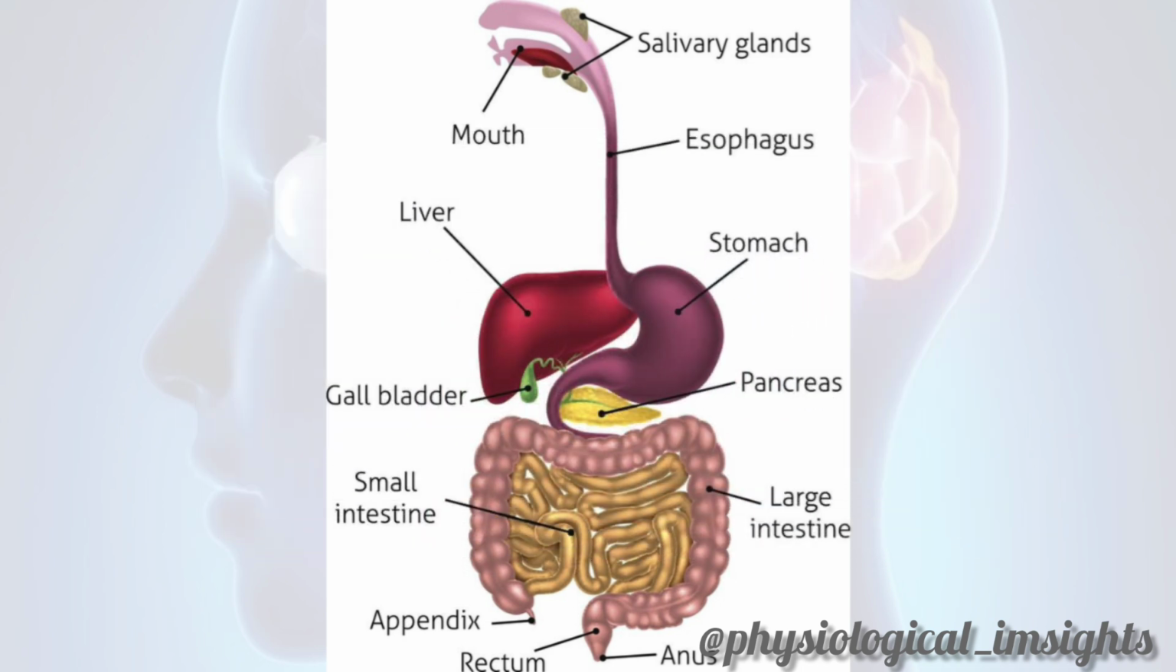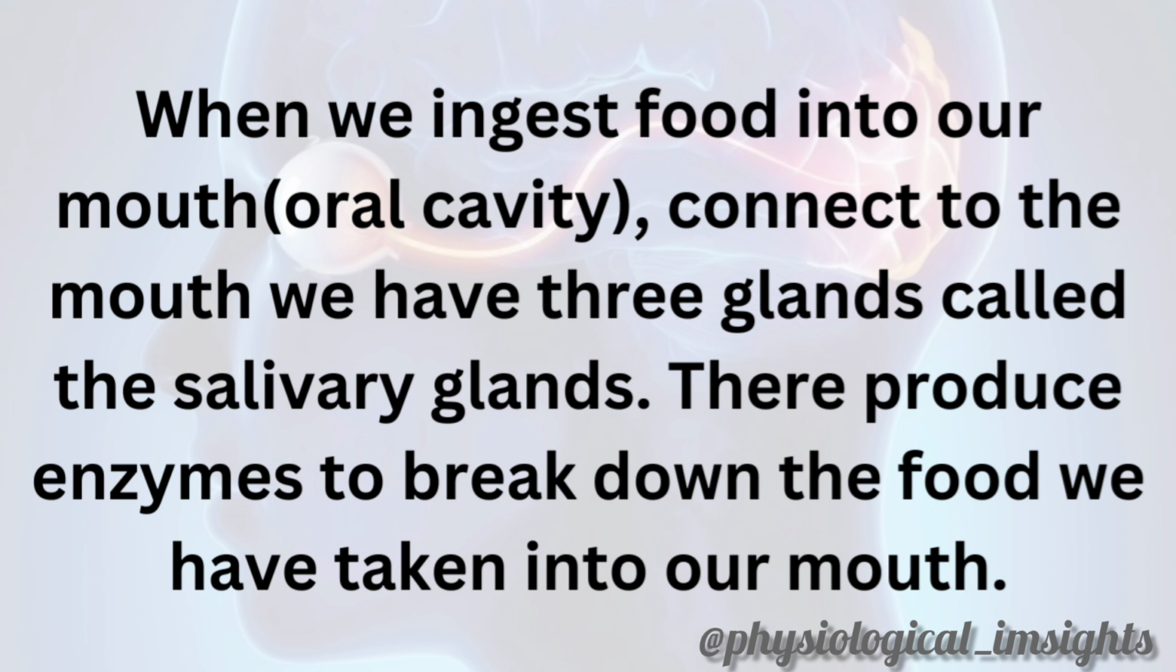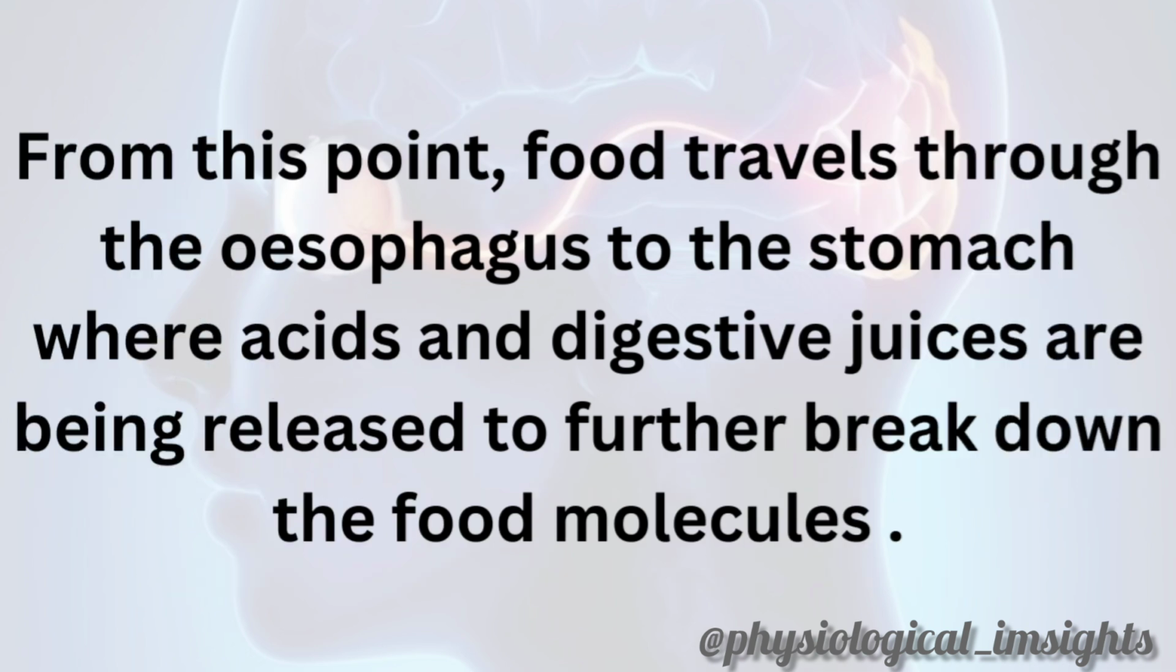Moving back to the alimentary canal, we ingest food into our mouth, which is the oral cavity. Connected to the mouth, we have 3 glands called the salivary glands. They produce enzymes to break down the food we have taken into our mouth. From this point, food travels through the esophagus to the stomach where acids and digestive juice are being released, to further break down the food molecules.